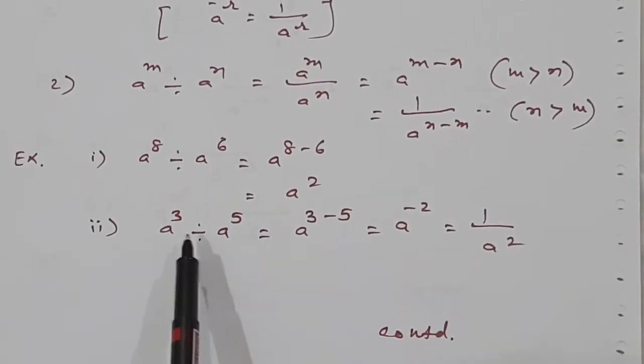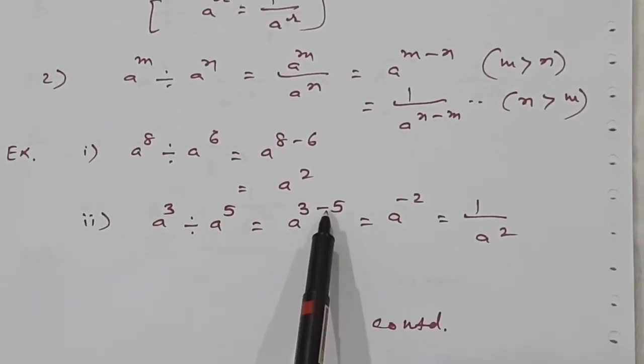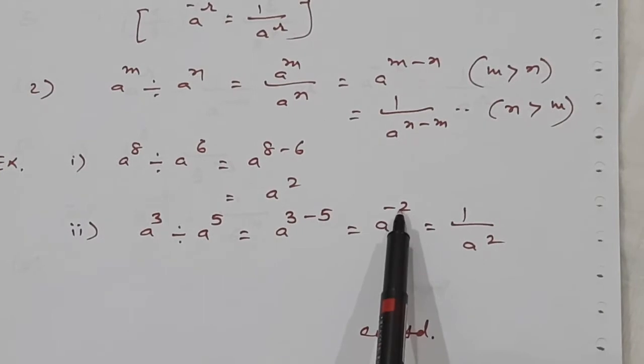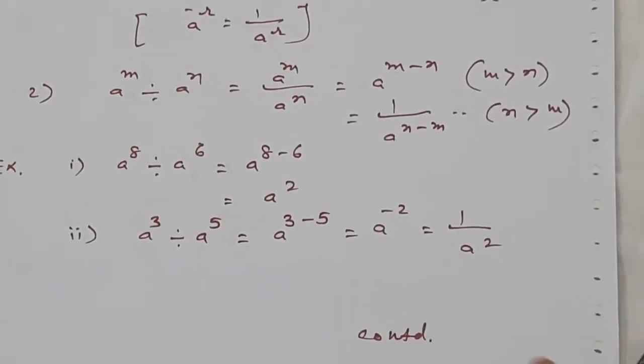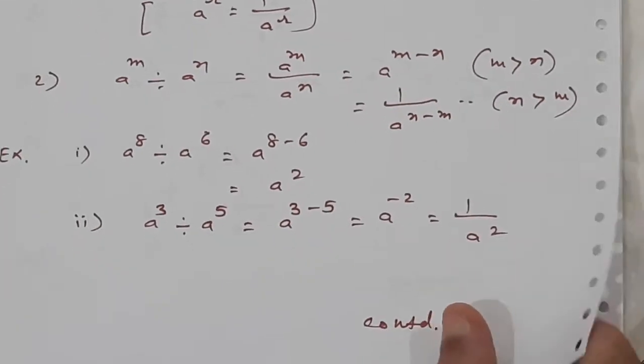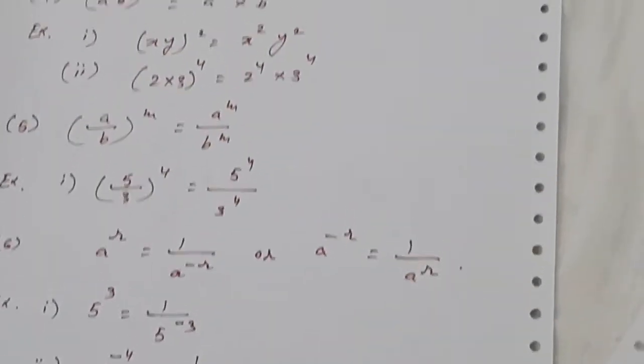Now a raised to 3 divided by a raised to 5. It can be written as 3 minus 5, a raised to minus 2. 3 minus 5 is minus 2, and we can write it as a positive index down below. So this is the second law of indices or exponents.